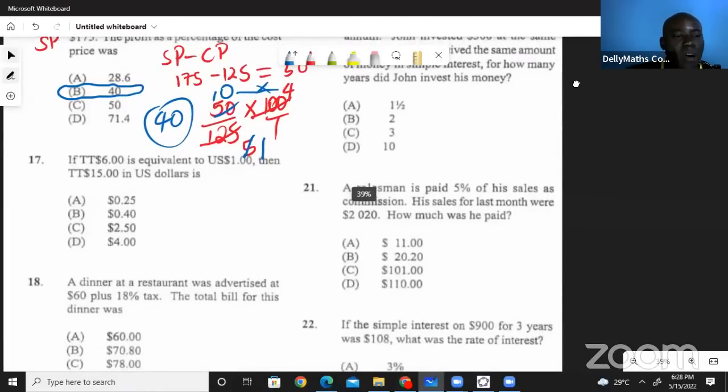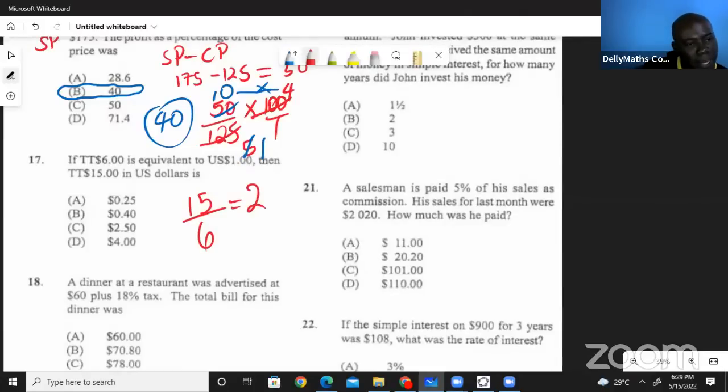Number 17 has been coming for a long while. It says that if Trinidad and Tobago $6 is equivalent to US $1, then if I have Trinidad $15, what is that in US? We're suggesting that you employ division now. So we're going to be dividing that 15 by 6. Definitely 15 into 6 goes 2 times.